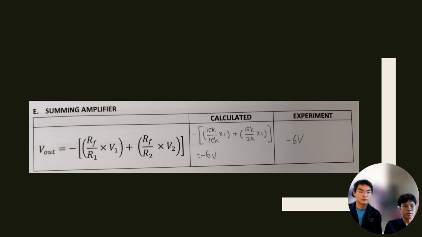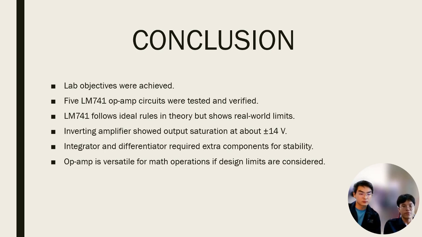Okay, now I will continue with the conclusion part. In conclusion, our lab objectives were achieved, as the 5 LM741 op-amp circuits were tested and verified. The LM741 behaves according to the ideal formula only within specific limits. We learned that the power supply range limits the maximum gain, which is the clipping value, and non-ideal characteristics like bias current require us to add extra components like a bias resistor and a stability capacitor for stability in the integrator and differentiator. These trade-offs are essential when designing real-world analog circuits.